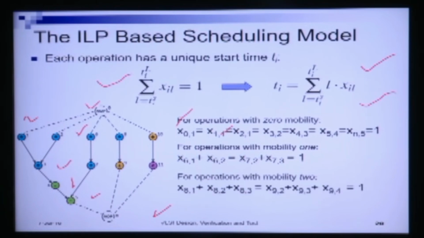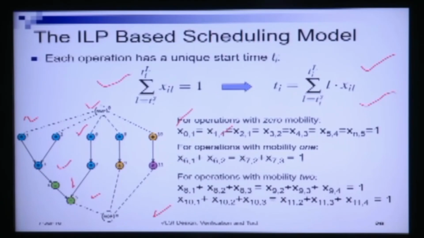Similarly, for operations having mobility 2, we have this. The 8th operation can be scheduled in time step 1, 2 or 3. So, x81 plus x82 plus x83 equals to 1. Similarly, operation 9 can be scheduled in either the 2nd, 3rd or 4th time step, hence x92 plus x93 plus x94 equals to 1. The 10th operation can be scheduled in the 1st, 2nd or 3rd time step. Similarly, the 11th operation can be scheduled in the 2nd, 3rd or 4th time step.